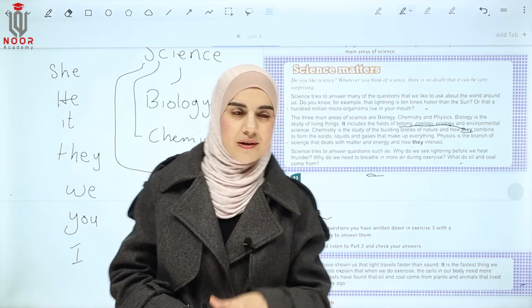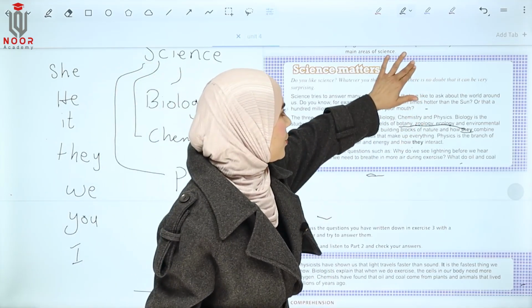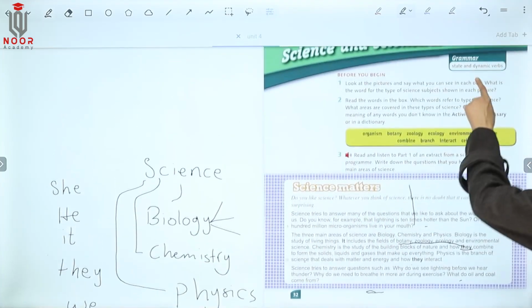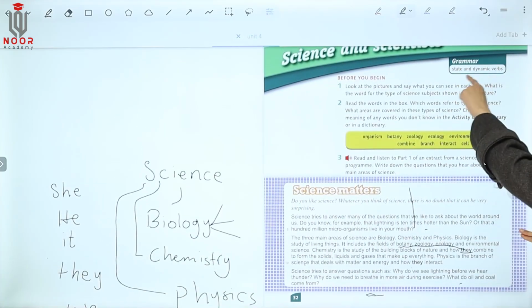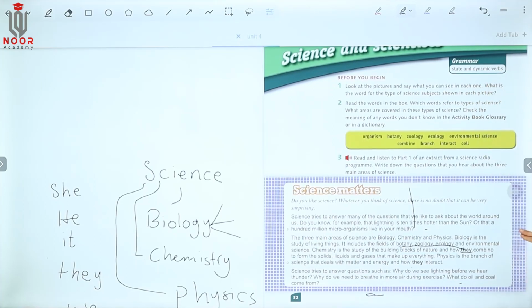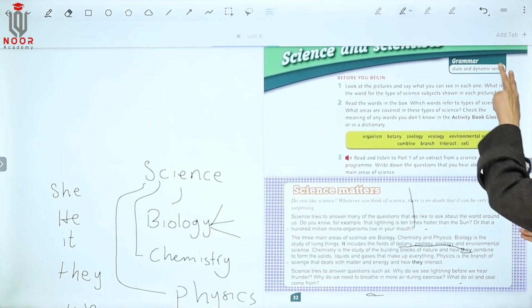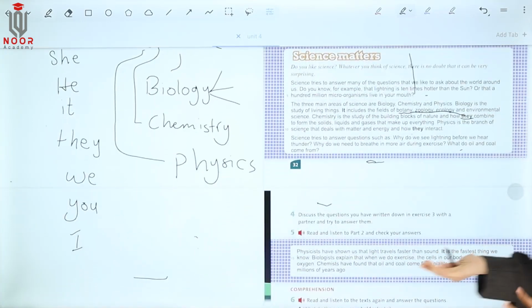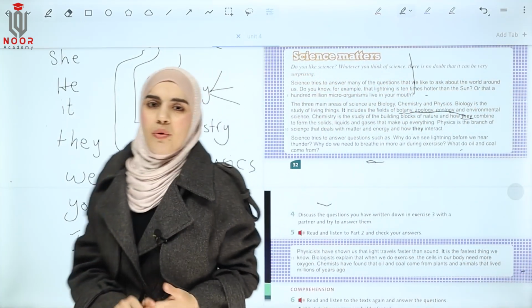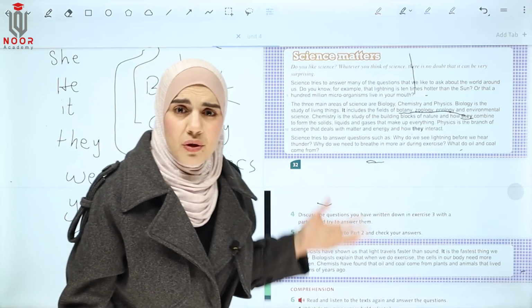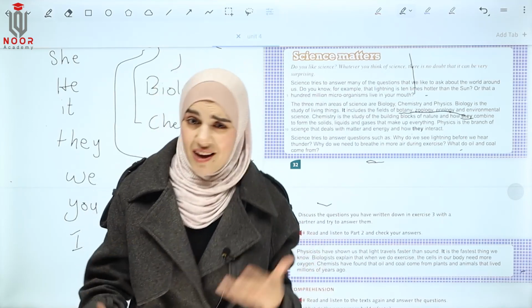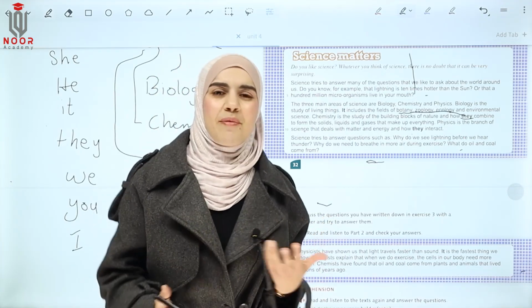Okay, this helps us go back here. What about grammar? State and dynamic verbs. We will, inshallah, talk about them later on. And what is the relationship, Miss, between dynamic and state verbs? They are very important in simple present because we have stative verbs and also active verbs, I mean dynamic verbs, right?